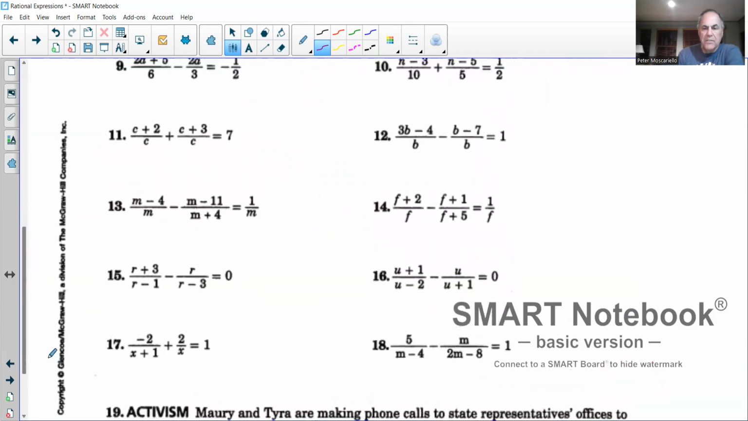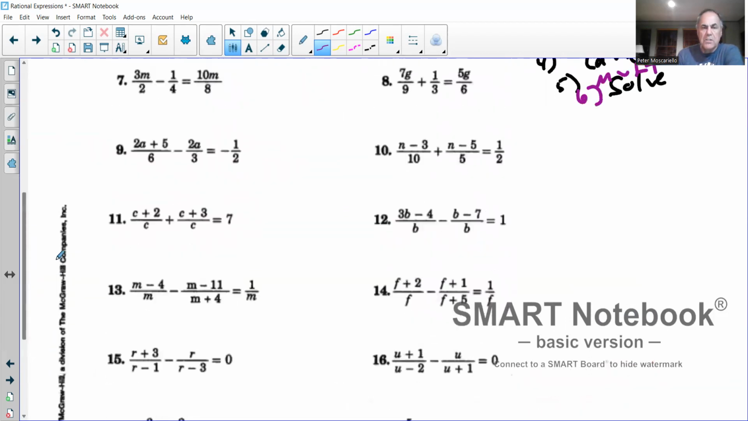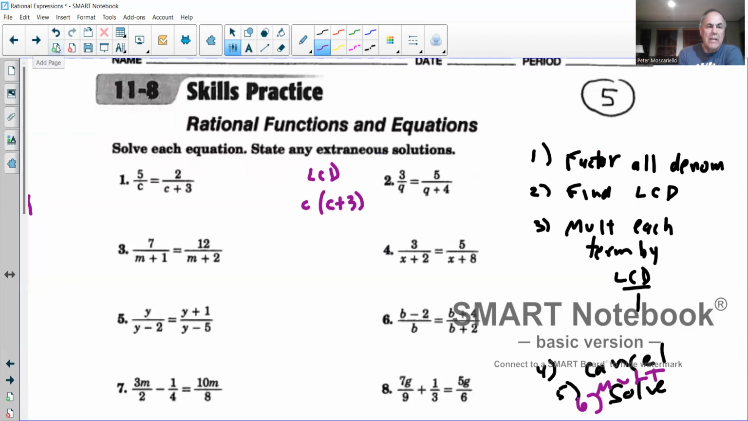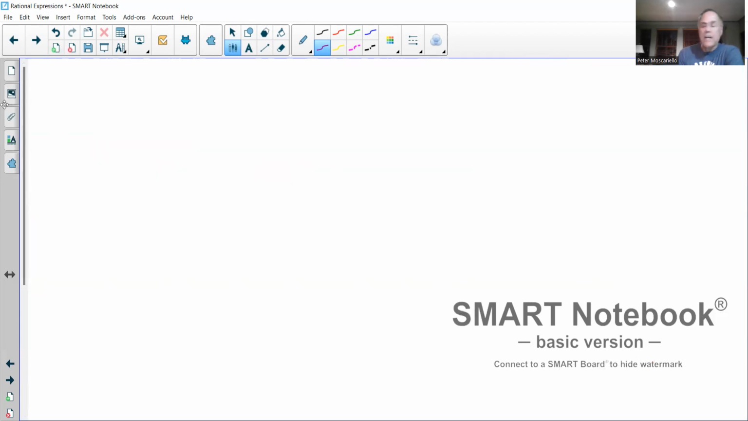There's nothing different there. But let's look at what happens now when we have to factor the denominators. So this will be like your homework on page 6. And you have 1 through 10. Let me do one of them for you. This is actually number 6.